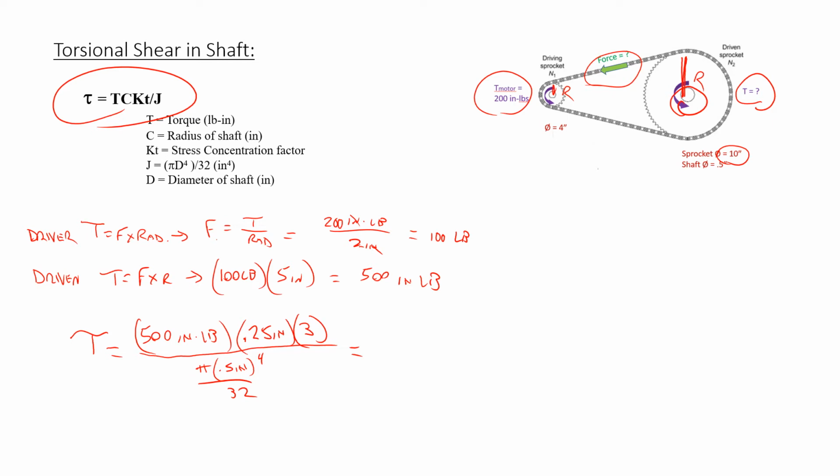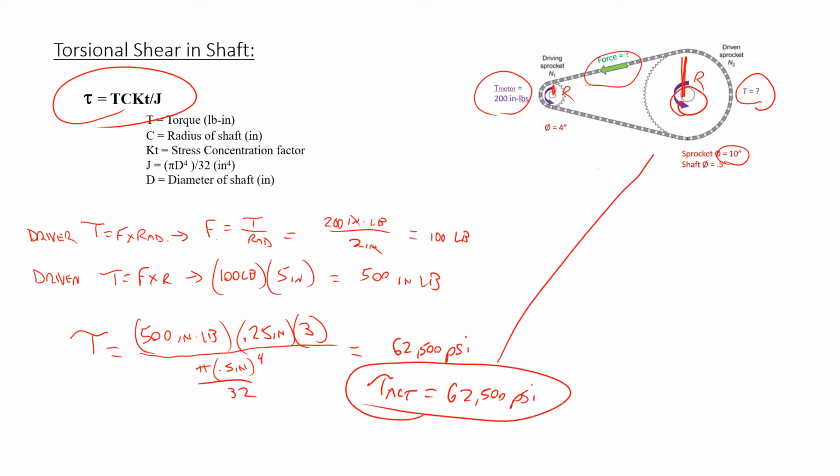And let's see, when you do that math, it turns out to be 62,500 psi. So that's our actual stress, and it's a tau because it's a torsional shear stress. That's our actual stress that shaft right there is going to feel. The question we need to ask ourselves is, is this safe? So the next step is to take that number and compare it to our design stress.